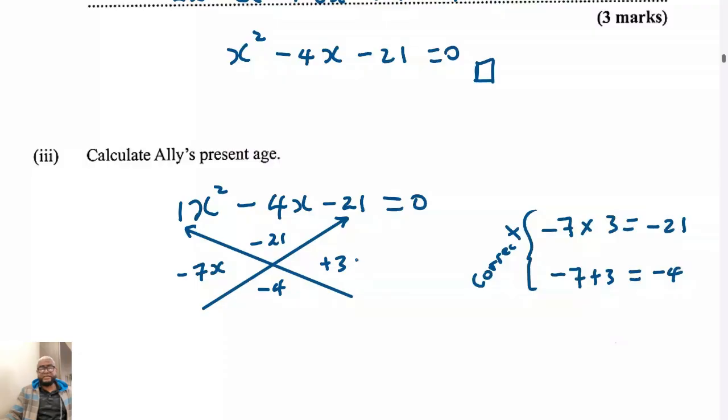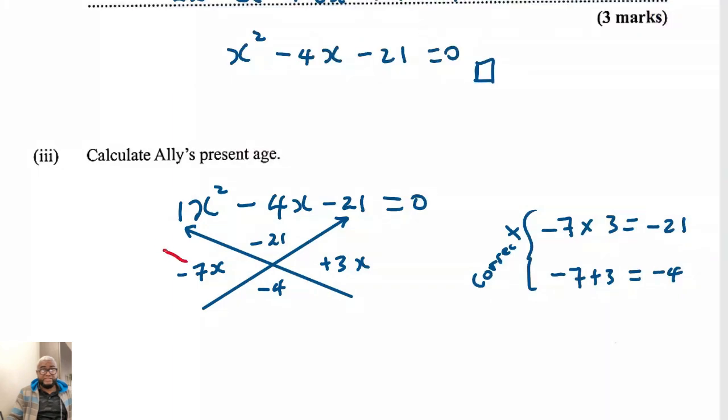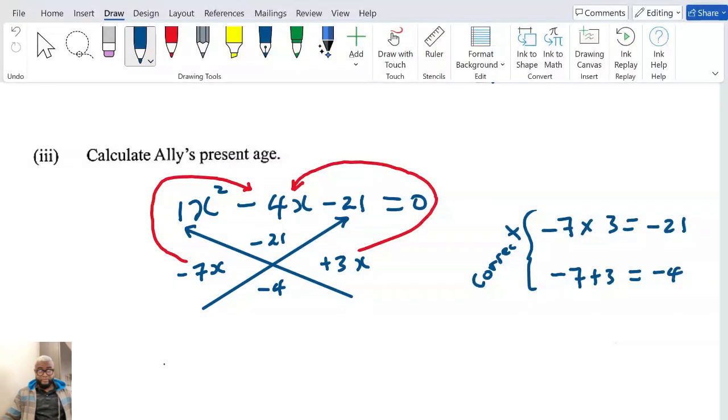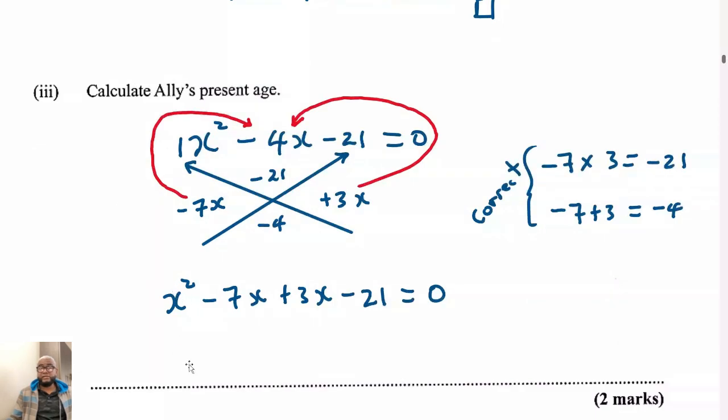I'm just going to attach our x here and our x here. Put in some red lines here. Watch it there. This and this replaces that 4x. That 4x will disappear. Right? So watch it. It will now become 1x squared, which is this x squared, minus 7x, which is this 7x, plus 3x, minus 21 is equal to 0. Everybody good there?